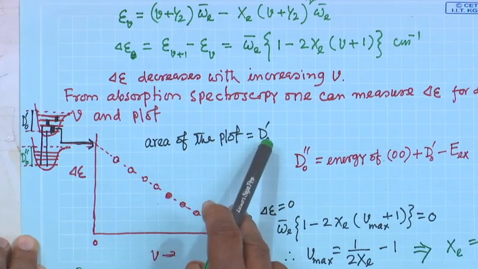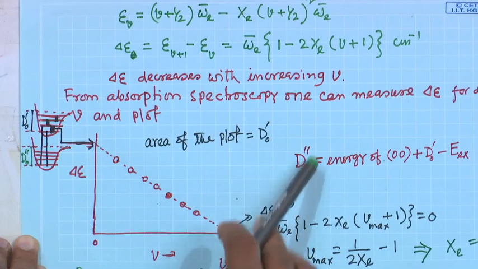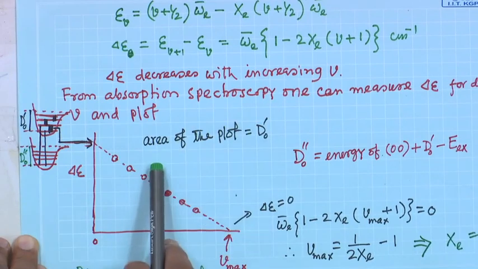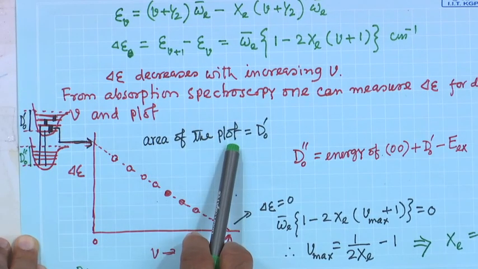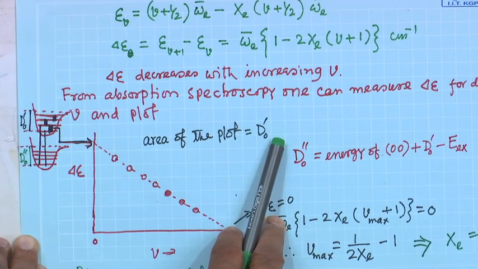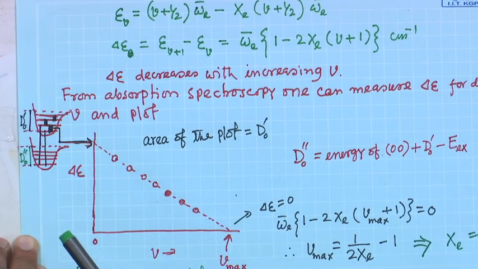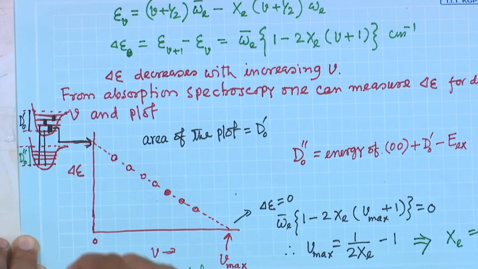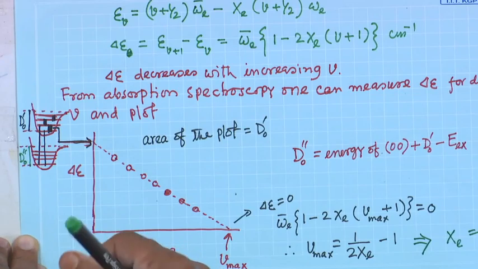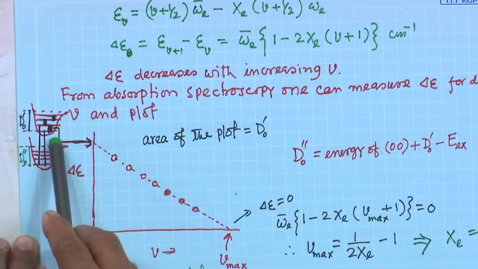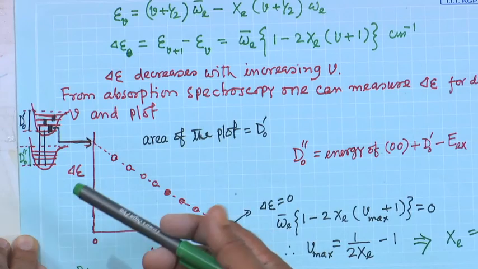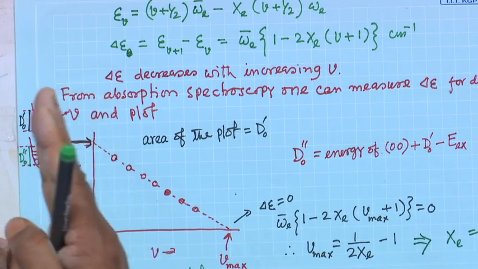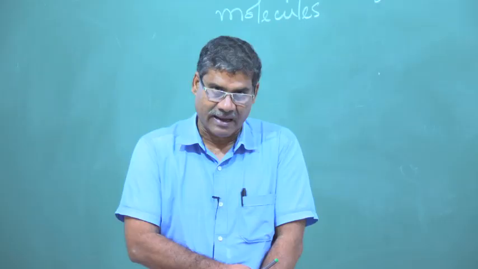So, D0 double dash one can find out. Here I have written that the area of the plot will be equal to D0 dash. How? What we have plotted here is the separation of the spectral lines. Separation of the spectral lines is nothing but the separation of the vibration energy levels, because we are considering just successive spectral lines.